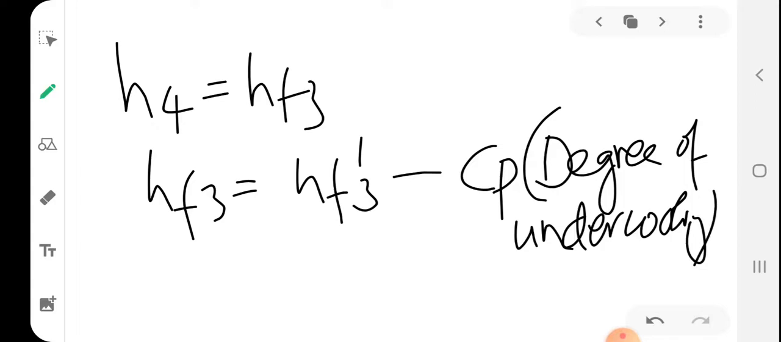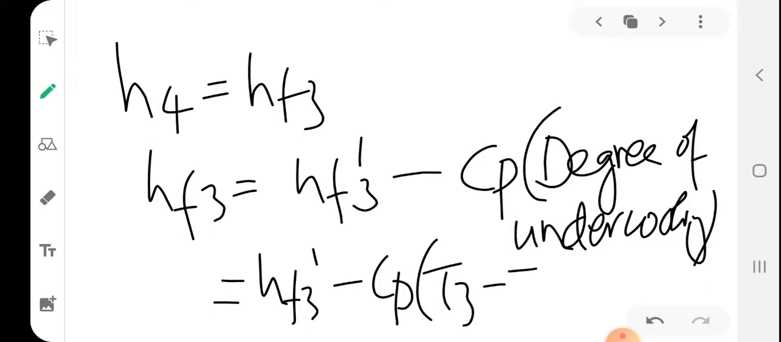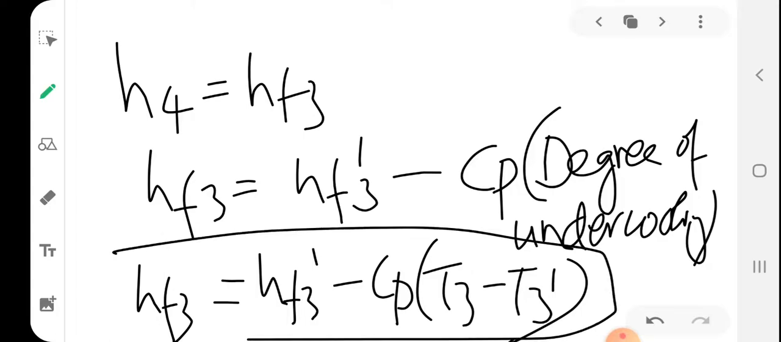Similarly, in case of superheat, we used the equation H2 equal to H2 dash plus Cp into degree of superheat. But here HF3 equals HF3 dash minus Cp into degree of undercooling. So this will be HF3 dash minus Cp into T3 minus T3 dash. Okay. So you have to be thorough with this equation.